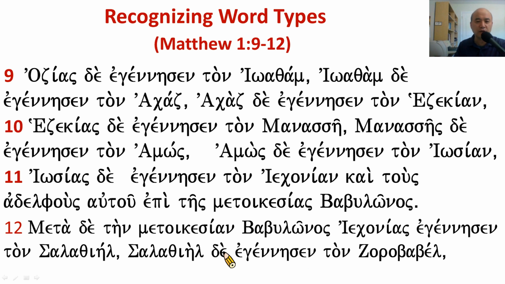And in this verse again, non-inflectional words: you have de, but also meta, a new preposition. You also have egennesen, a verb. You also have another proper noun. Also you have the articles. Articles are so common everywhere.